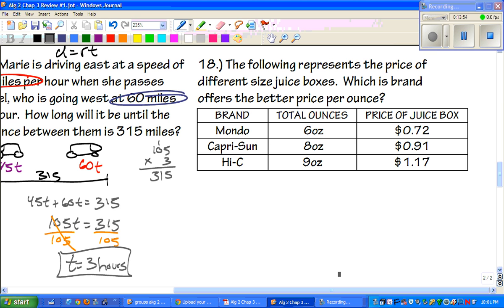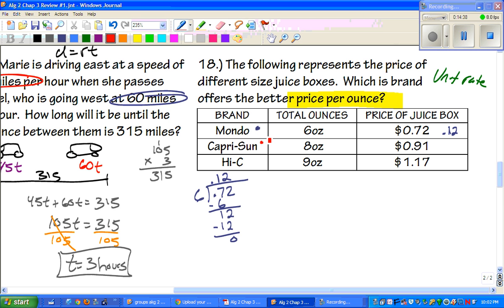Okay, the following represents the price of different size juice boxes. Which brand offers the better price per ounce? So this is what we did just a second ago with unit rate. We're going to divide each one of these out. So the first one is Mondo. We're going to do that in blue. So you need to take those numbers, and we are dividing. 6 goes into 7 one time. Subtract, bring down the 2, and 6 goes into 12 2 times. So this is 12 cents.